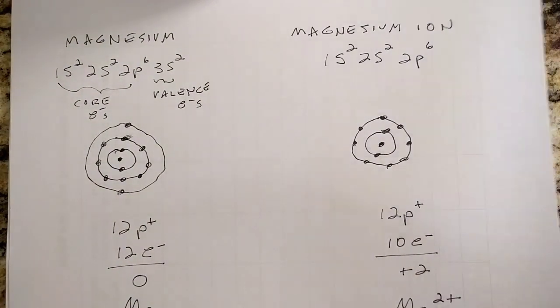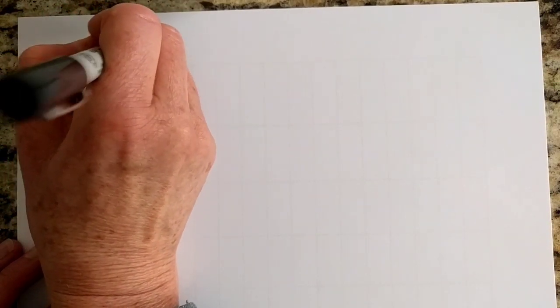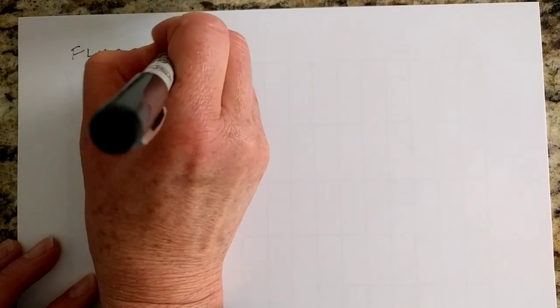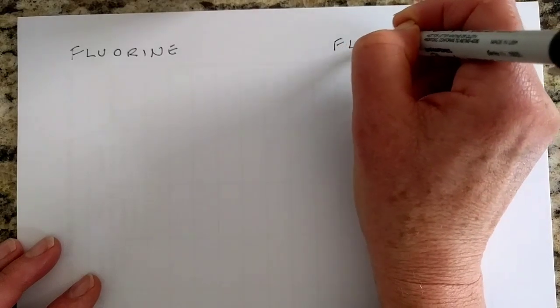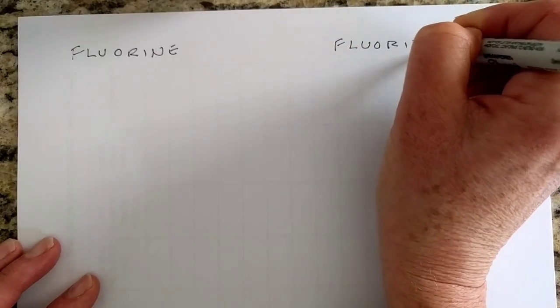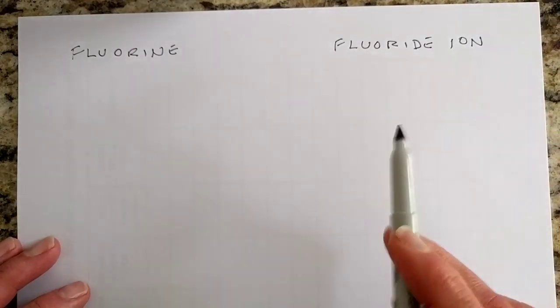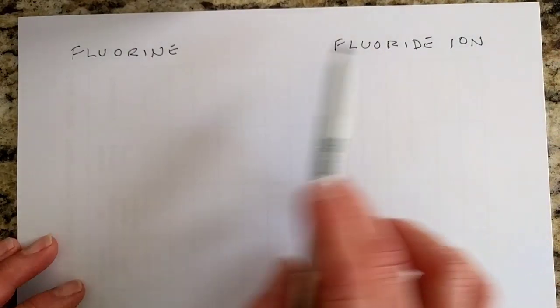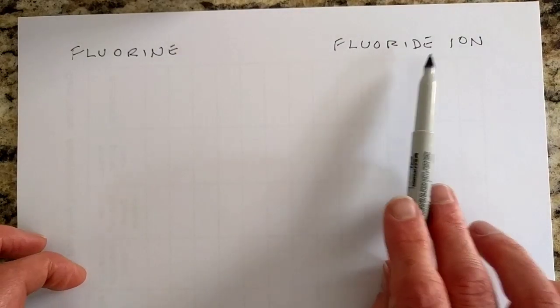All right, so now let's take a look at a negative ion. We're going to look at fluorine and the fluoride ion. Notice that it ends in IDE. Our negative ions end in IDE. So it's the fluorine atom and the fluoride ion.